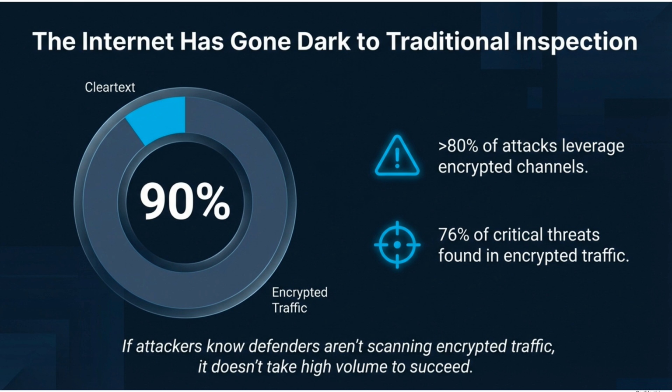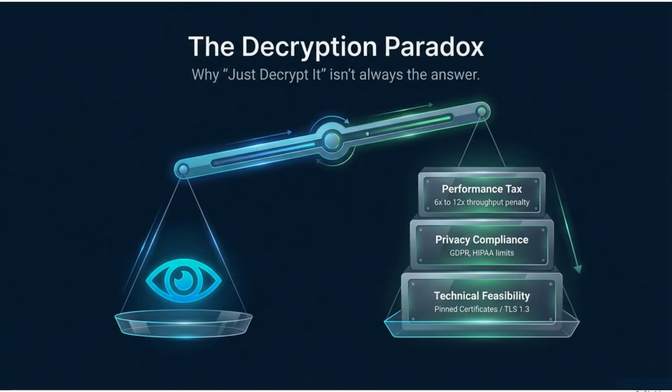The reality of today's internet is that it has gone dark to traditional inspection methods. With 90% of traffic now encrypted, defenders are operating with a significant blind spot. In fact, over 80% of attacks leverage encrypted channels, and 76% of critical threats are found directly within encrypted traffic. Attackers know that if defenders aren't actively scanning these encrypted channels, it doesn't take a high volume of traffic to breach the network. So why not just decrypt everything?